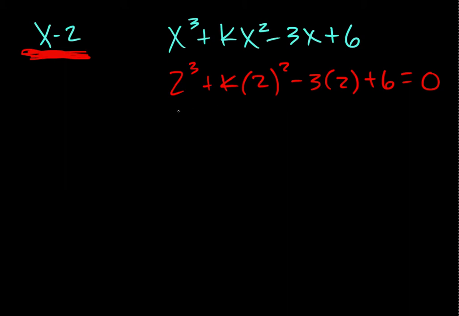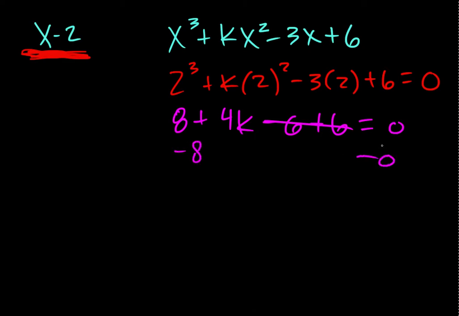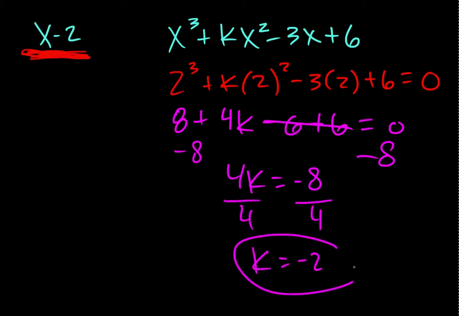And so when we simplify that, we get 8 plus 4k minus 6 plus 6, so those go away. We subtract 8, 4k is equal to negative 8, divide by 4, and so k is equal to negative 2. Okay?